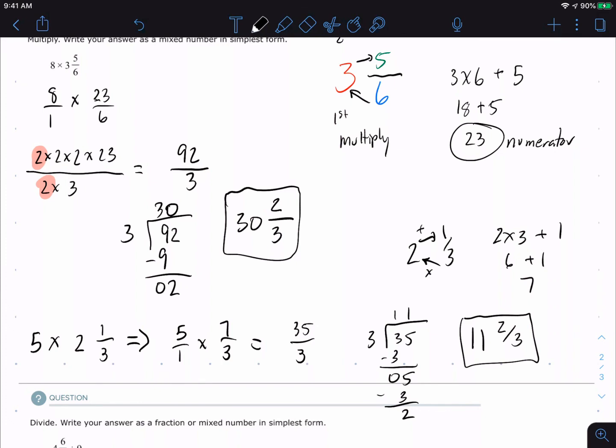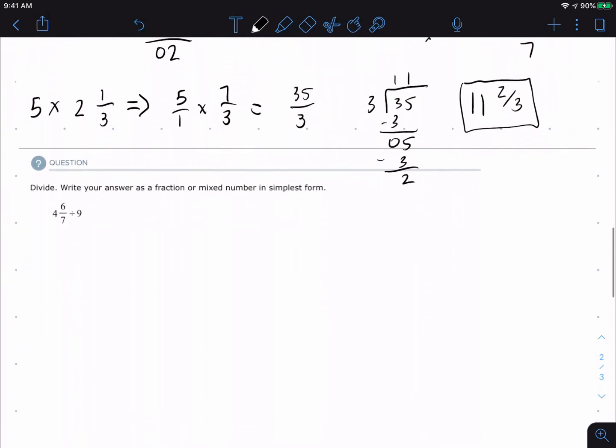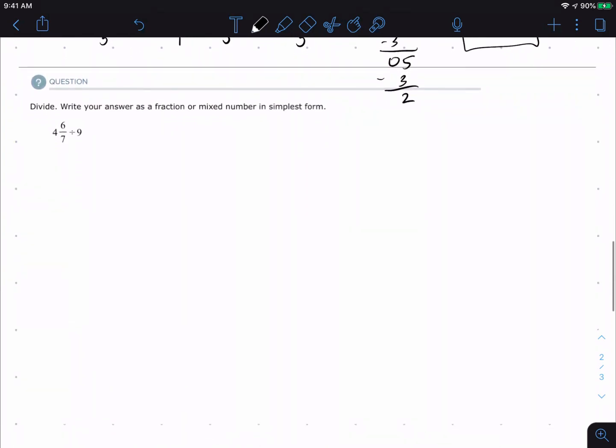Okay, now to throw in another twist. Because all of these kind of have the same properties, I'm going to throw in the other twist for you. Now instead of multiplying, we're going to divide. So first thing I want to do is take this mixed number and change it. And so 28, that's going to be 34 over 7 divided by, and I'm going to go 9 over 1.